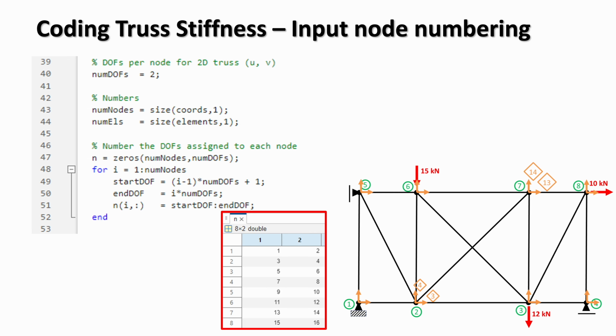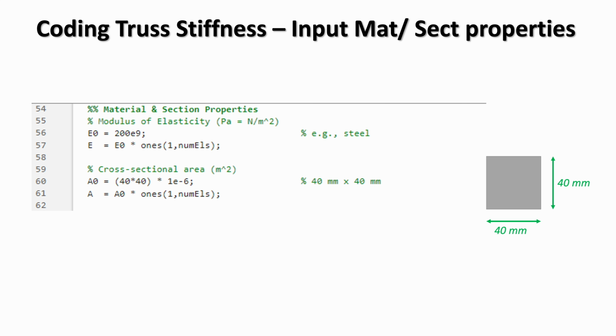This numbering system is extremely important because it tells the code where each element's stiffness contribution belongs inside the global stiffness matrix. It is the link between the individual truss members and the behaviour of the full structural system. In the next step, we define the material and section properties for the truss element. These values directly feed into the stiffness matrices that we derived in the theoretical lectures.